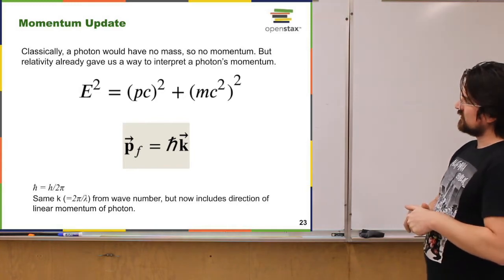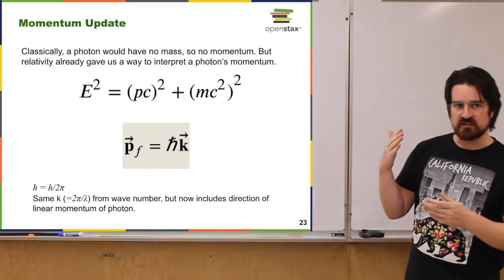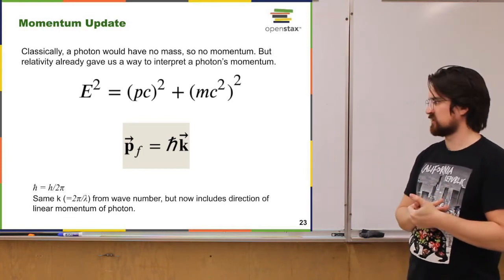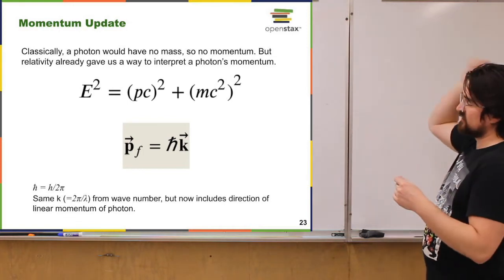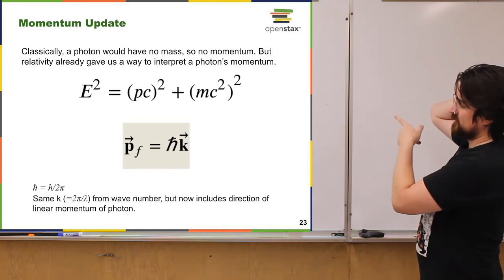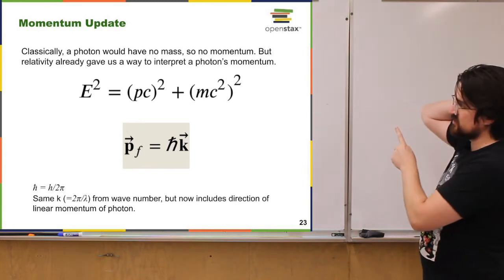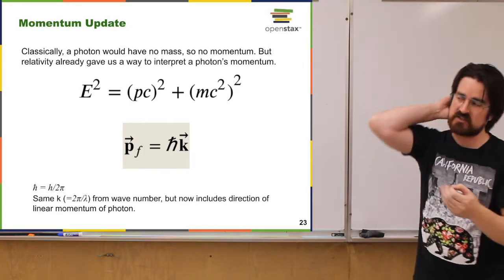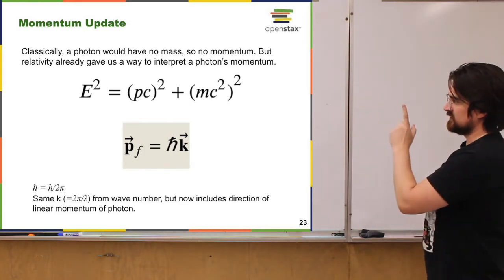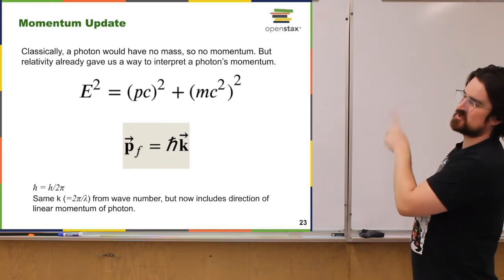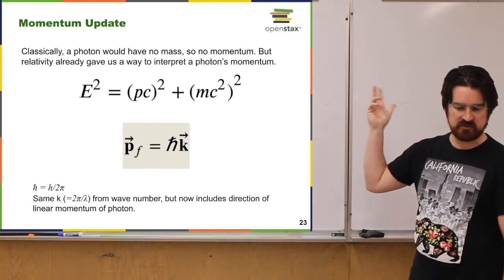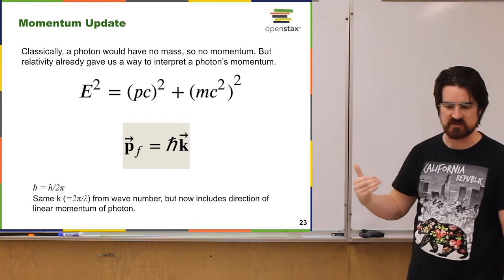However, it turns out that relativity already gave us a way to interpret the momentum of a photon. If you recall, at the end of the last chapter's lecture, I showed you that the total relativistic energy of an object is related to its relativistic momentum and its rest energy. Remember, mc squared was the rest energy. We can use that relationship in order to write down what a photon's momentum might be.